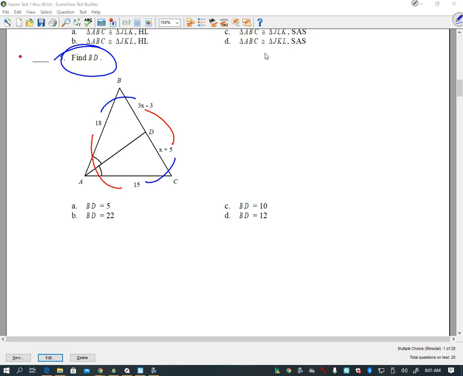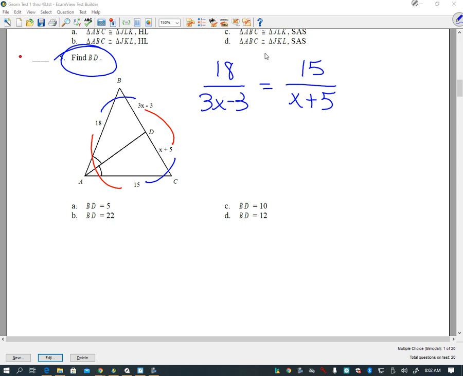If I start with the first one, that would be 18 over 3x minus 3 is equal to 15 over x plus 5. How many of us were able to set it up that way or something similar to that? Nobody. Okay, nobody set it up. Did anybody set it up kind of what you would see the red path? No. Okay. All right, so we're going to use this to solve for x.